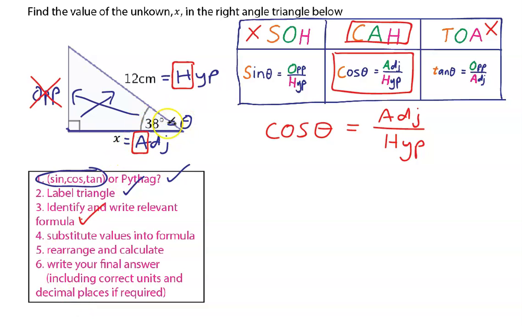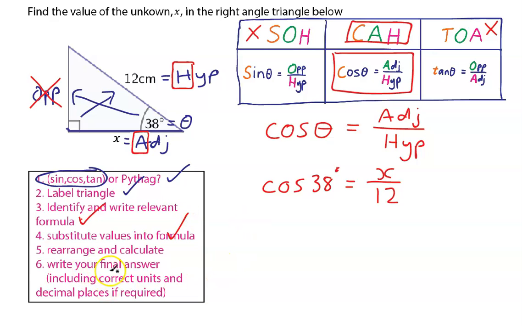So you can see I have 38 degrees as my theta there, so I can write cos of 38 or cosine of 38. And my adjacent is my unknown x. My hypotenuse is 12 centimeters. We'll just write 12 for now. Substitute in the formula. Well done.